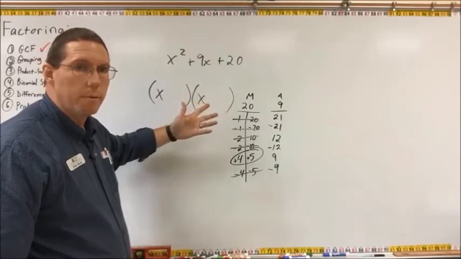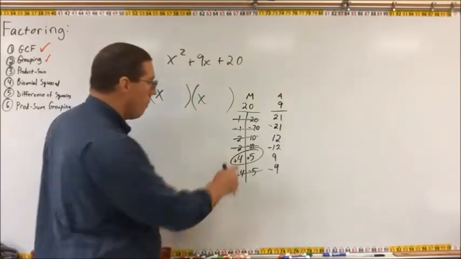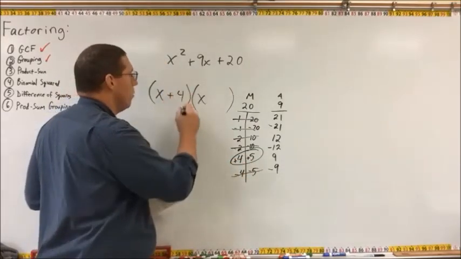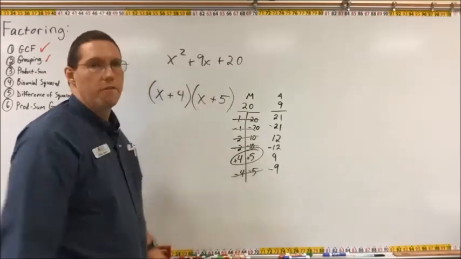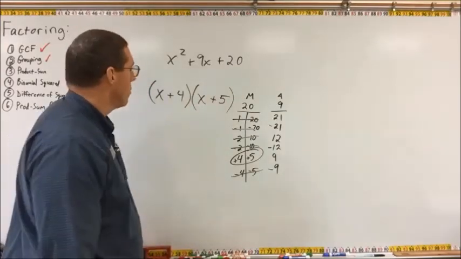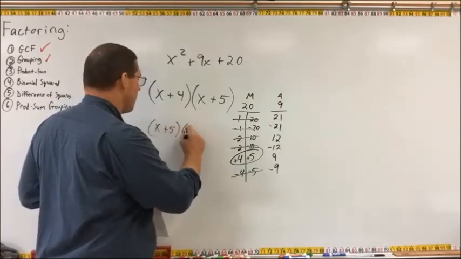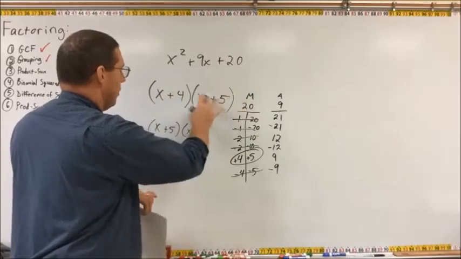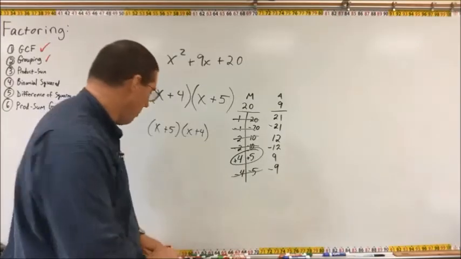Well, what numbers should I put there? The two numbers that we just found, +4 and +5. So we're going to put a +4 in one of them and a +5 in the other one, and we're done. We factored it, okay? So you could also write it as x plus 5 times x plus 4. It doesn't matter what order you put them in. This one can go second and this one can go first. It doesn't really matter. Let's do another example, shall we?